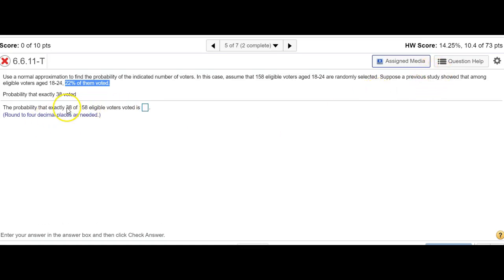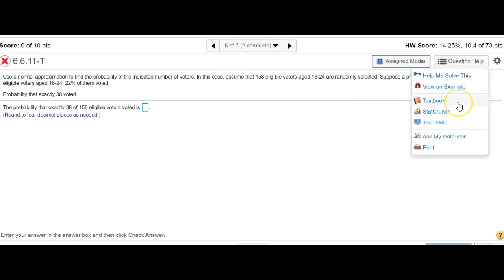Now again, we have to take into account continuity, because with the normal distribution curve, we can't look at exactly 38. So we're going to have to look at something between 37.5 and 38.5, and that will take into account the 38. The reason is that a binomial distribution is discrete. You can only have numbers like integers, 1, 2, 3, 4. But the continuous distribution is going to take into account everything in between.